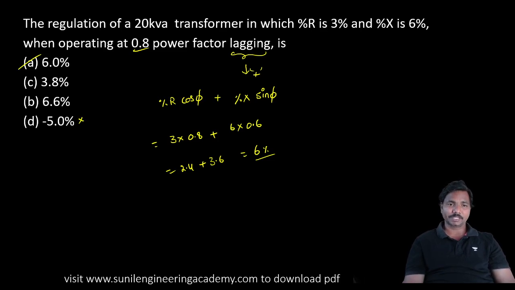In some examinations, they will give the option as -6%. Here lagging means we will get plus only, so click on plus only.